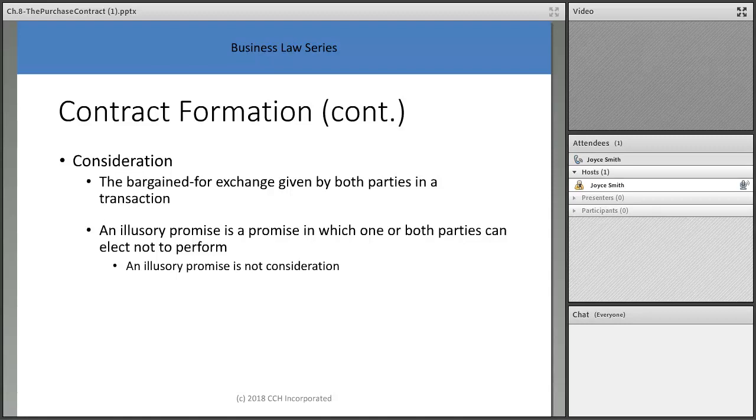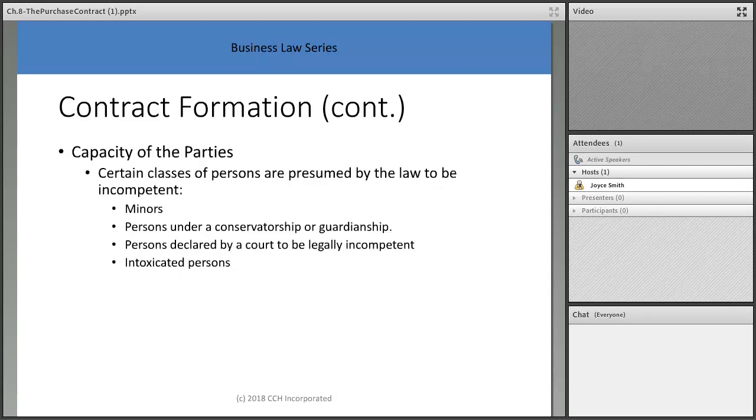Consideration: the bargain for exchange given by both parties in the transaction. We also can have an illusory promise, which is a promise in which one or both parties can elect not to perform. So an illusory promise is not consideration. But again, it's for performance. Like I said, somebody does services or something to get something done.